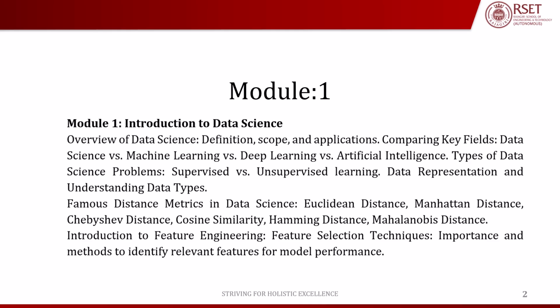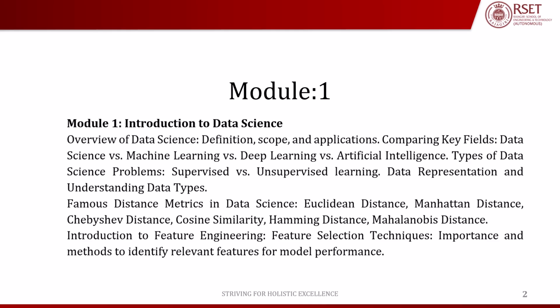Then we will compare key fields which are related to data science. We will compare between data science, machine learning, deep learning, and artificial intelligence. We will also see the classification of data science into two, that is supervised data science problems and unsupervised data science problems. We will see how we can represent data and what are the major data types that are involved in a data science problem. And in the next part, we will see the different distance metrics in data science.